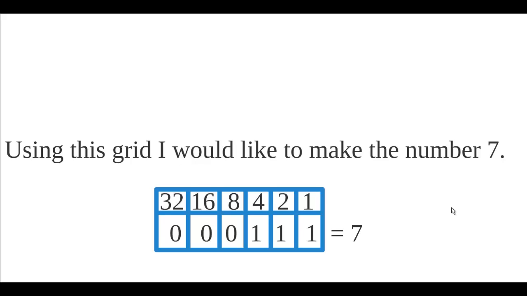So I don't need 32 to make 7. I don't need 16 to make 7. I don't need 8 to make 7. But I do need 4. What do I have left over? I need 3 more. Well, I need a 2, that gives me 6. I need a 1, that will give me 7.